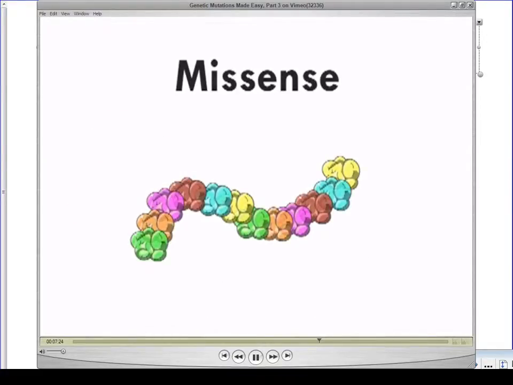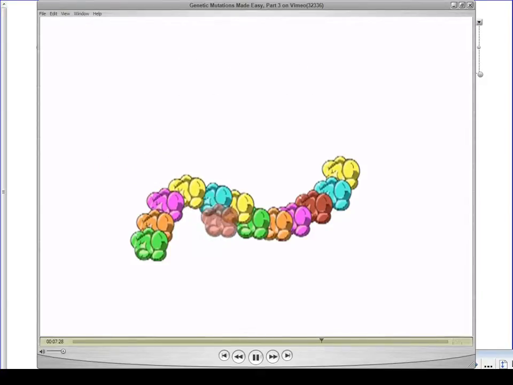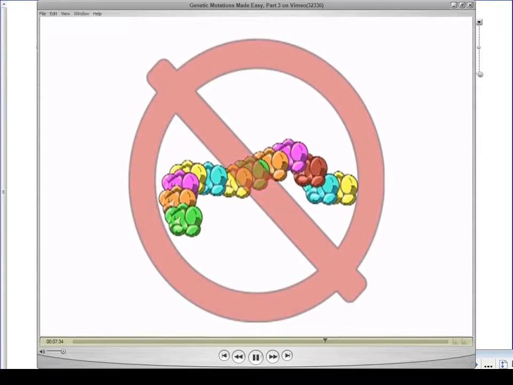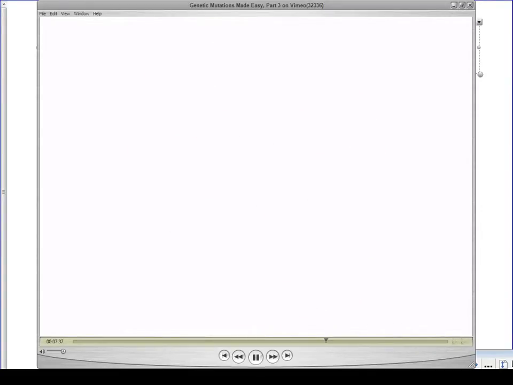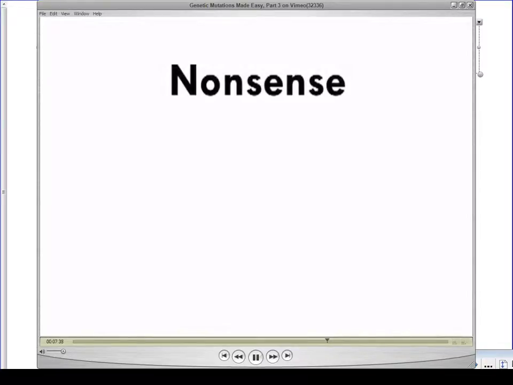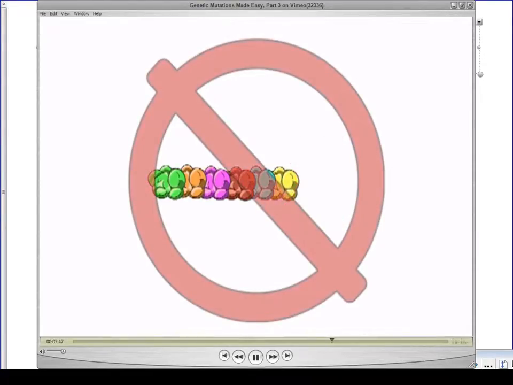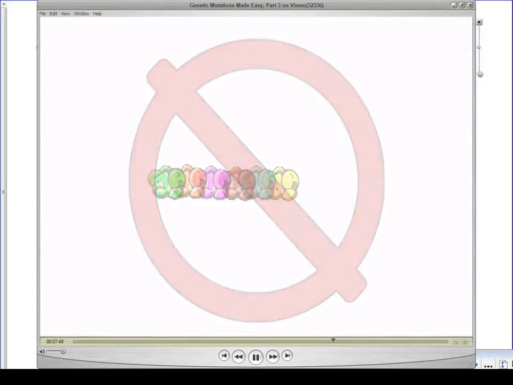A missense mutation is a form of point mutation in which a different amino acid replaces the original amino acid. This may lead to the creation of a protein that does not function the way it should. A nonsense mutation is another form of point mutation that will cause protein expression to suddenly stop. This can create a smaller, unfinished protein that may not work at all.